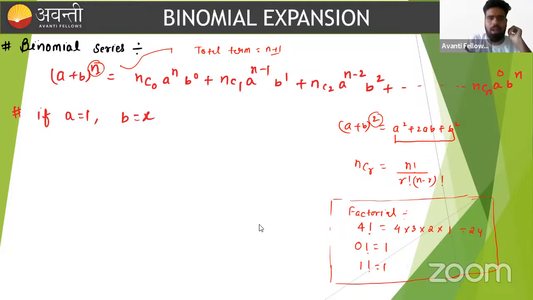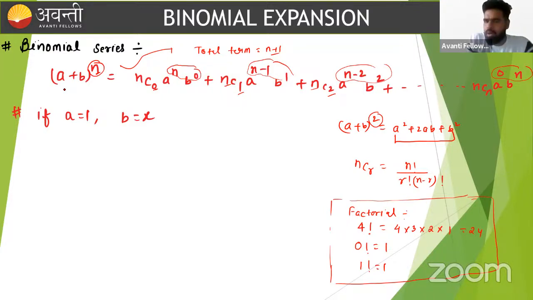So here nC0 means out of n objects, we have to select no object. That means 0 is mentioned here. Out of n, we have to choose 1. Out of n, we have to choose 2. One more thing we observe here: in each term, the sum of the powers is always equal to n. If we sum the powers, that is n. And in the last term, the sum of the powers is also n.